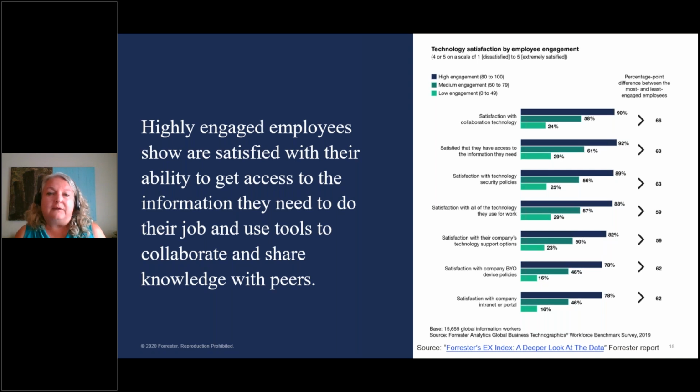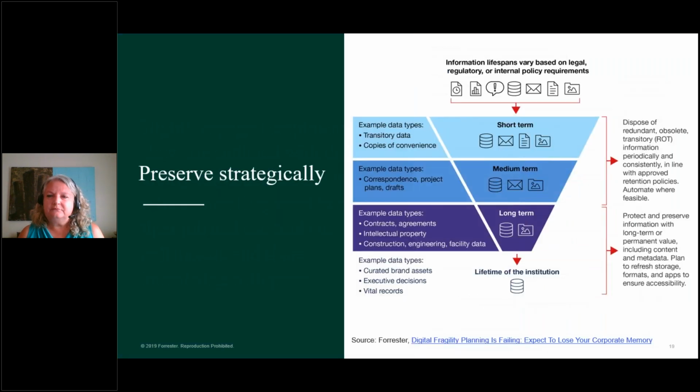In fact, that satisfaction with the information that they need to get their job done, that's actually the highest indicator of someone who describes himself as highly engaged. So access to information, the ability to collaborate, the ability to get what they need, again, strong signals of highly engaged employees. So this matters.